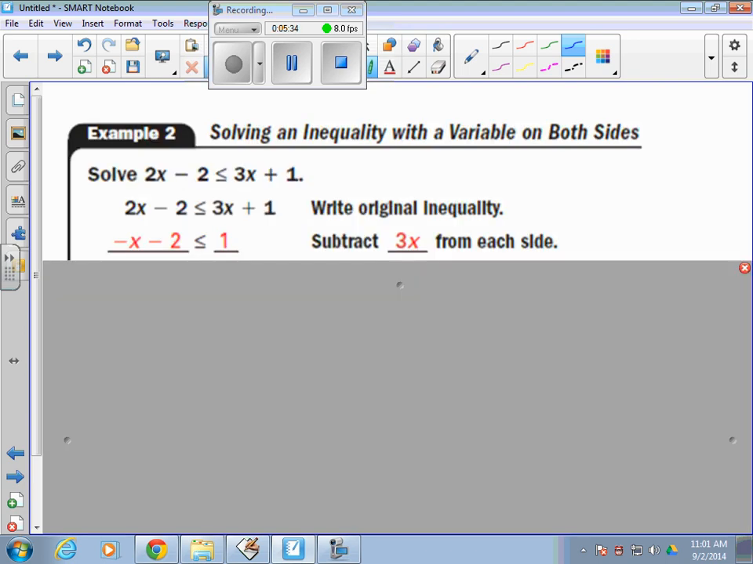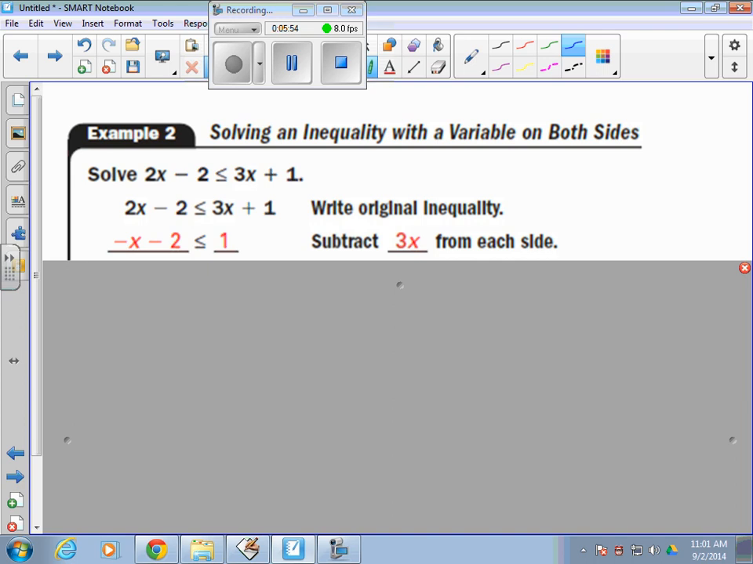Let's do something that's a little tougher. Solving an inequality with a variable on both sides. Now it's just like the equations. You want to move the smaller x over to the larger one. Again, just like the one Zoe did earlier, if you move the bigger one to the smaller one side, it's not wrong. It's just going to look a little different. Okay? So move the smaller one over. 2x is smaller than 3x.